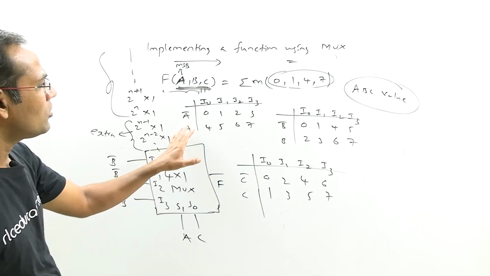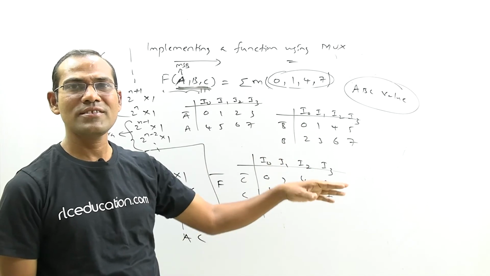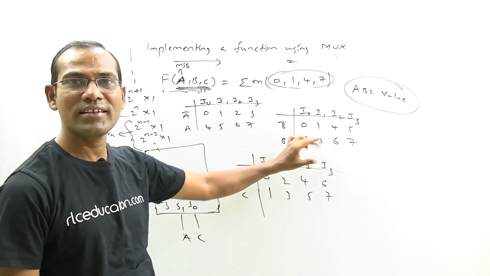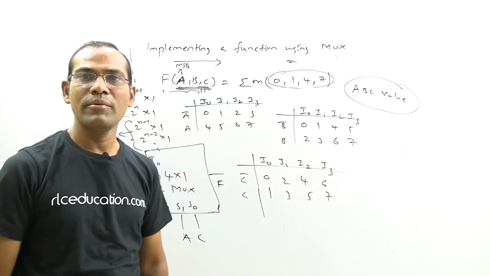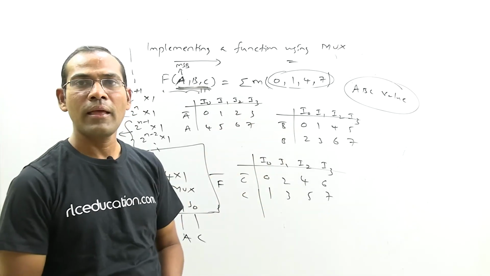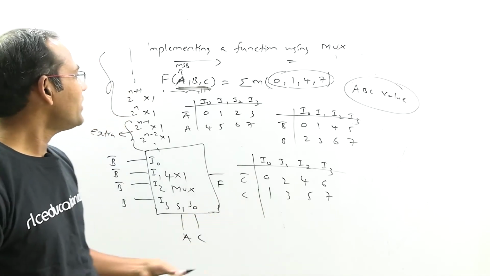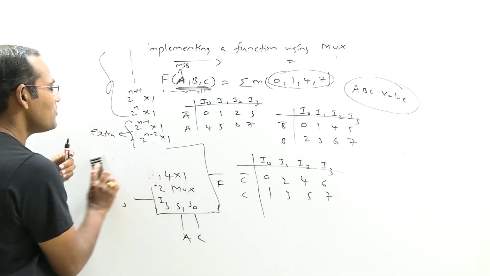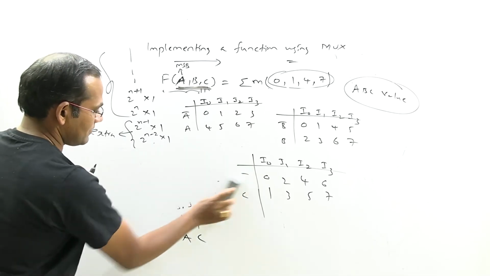Just follow these tables. If you remember, it's better. Whenever A is used, it should be like this. B is used like this. C is used, it should be like this. Remember these tables. That's about implementing by using 4x1 mux. Now I am still reducing the size of the mux.